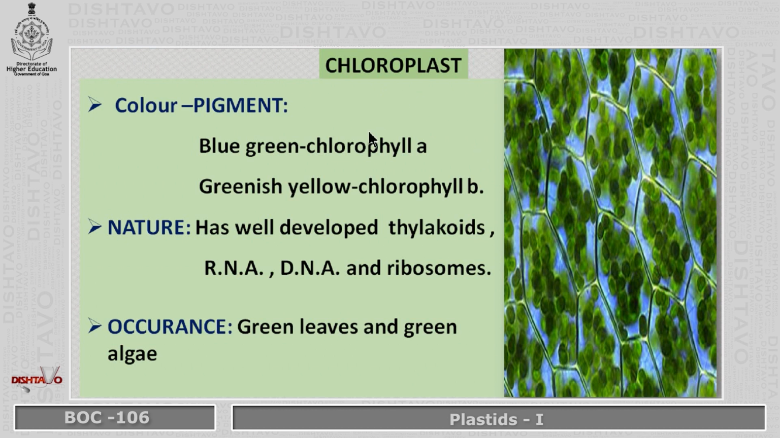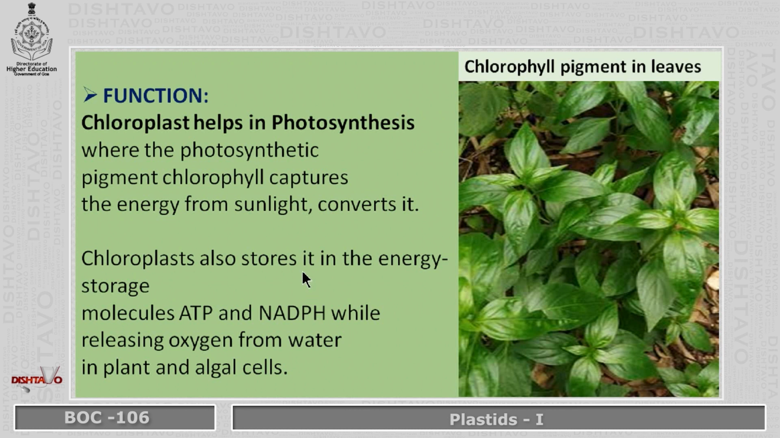Now let us go to the chloroplast. Chloroplasts are plastids which have green pigments: the blue-green chlorophyll A, and the yellowish green chlorophyll B. They are well developed, with thylakoids inside, RNA, DNA and ribosomes. They occur in green leaves and green algae. What is the function of chloroplasts?